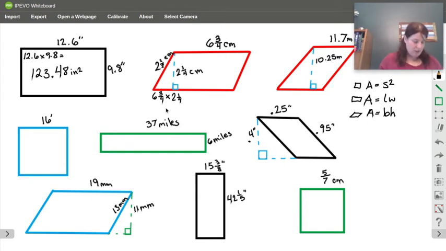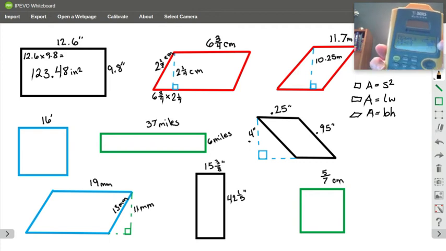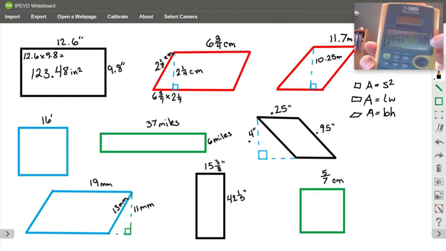Let's see, 6 3/4 times 2 1/4. And just to refresh us, when you are looking at the calculator for these, the calculator will always give you your answer. If it's going to be a mixed number, it'll give it to you as an improper fraction.